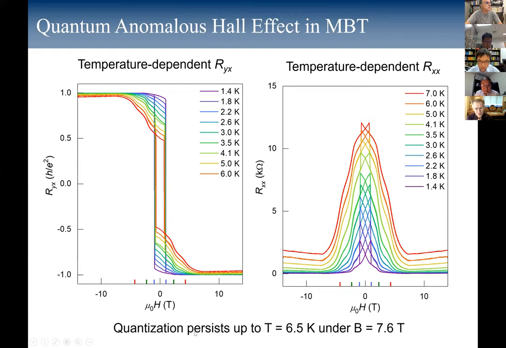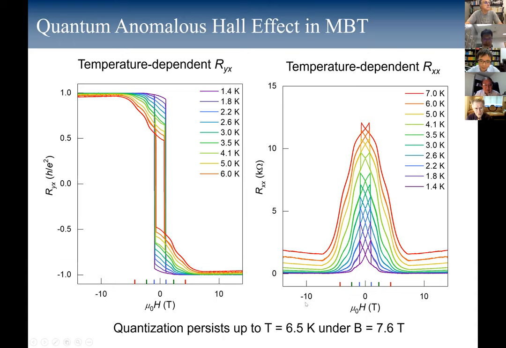So we see that the quantization is actually better at the higher magnetic field. This is understandable because in a higher magnetic field, the high field could polarize all the layers in the material to make a stronger ferromagnet, so the exchange gap will be much larger. At 7.6 Tesla, the quantization could persist up to 6.5K.